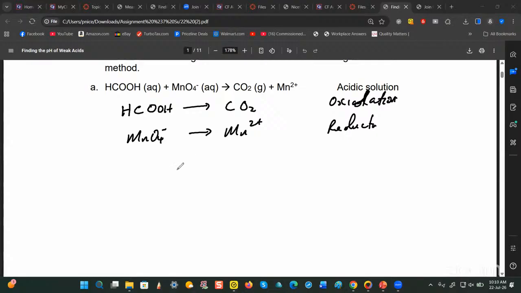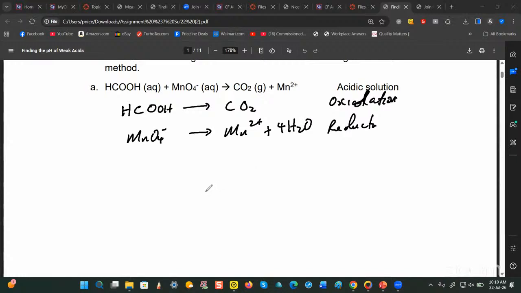But what about the second half equation? Do we add hydroxide or water? We add water to which side? To the right side. And how many do we add to the right side? 2 water. You sure about that? 4 water molecules, exactly. So that the oxygens are now balanced, all right?